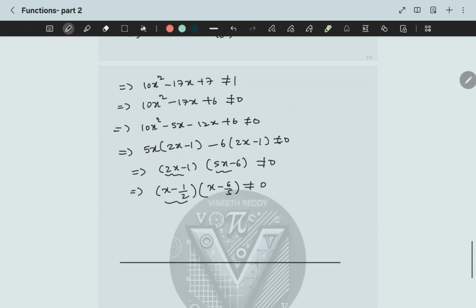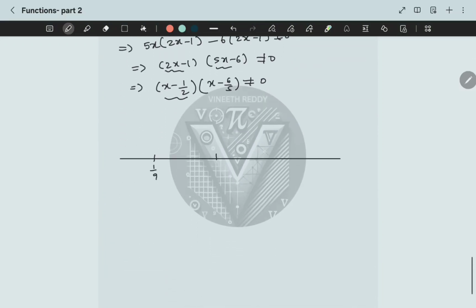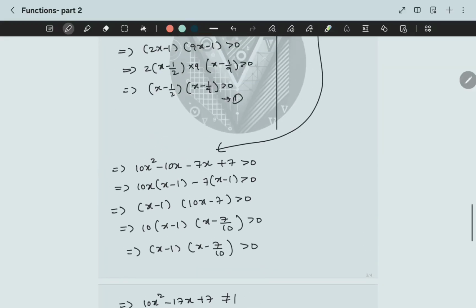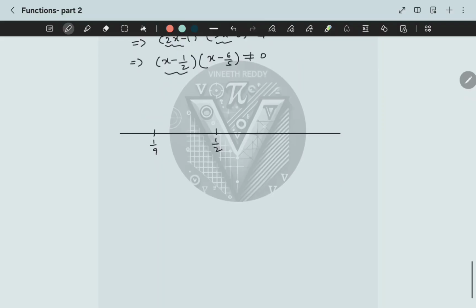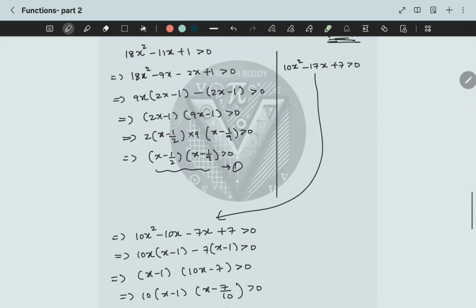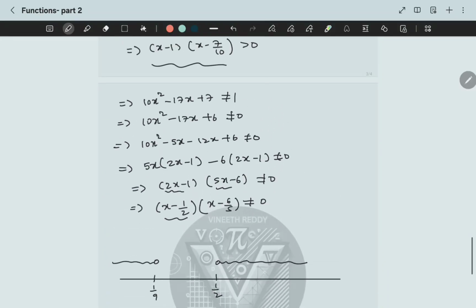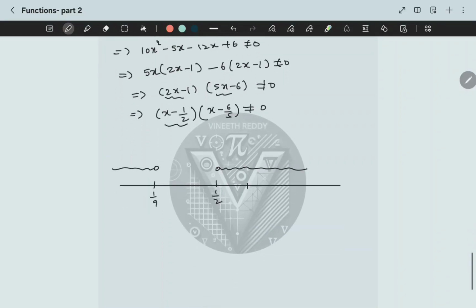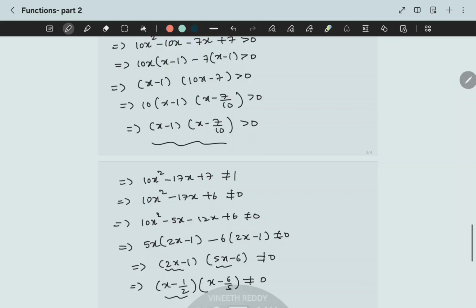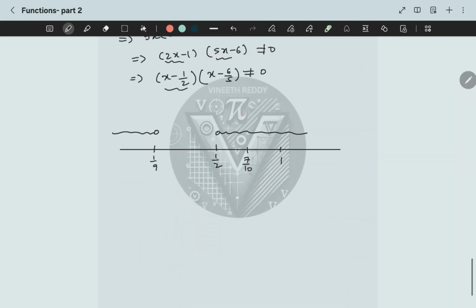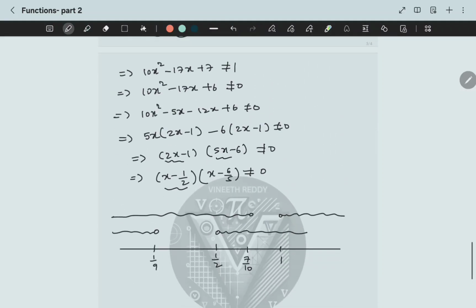1/2 and 1/9. So 1/9 is less than 1/2. So let me plot 1/9 here and 1/2 here. The first inequality is telling that x should be greater than 1/2 and less than 1/9, right? As per the wavy curve method. And the second relation is telling that x is 1 and 7/10. 7/10 is 0.7, which is greater than 0.5. So 7/10 comes here, 1 comes here. And this one is also telling that it is greater than 0. That means x should be greater than 1 and x should be less than 7/10. That is done.